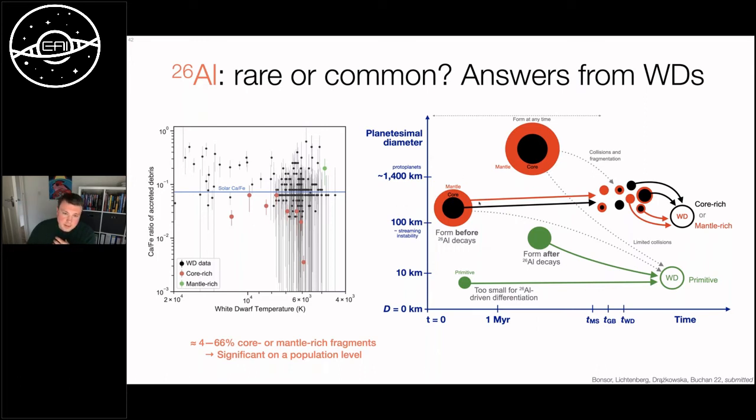And so this pathway for explaining core-mantle-rich material in these systems would be the right one, where these planetesimals in the polluted white dwarfs originally accreted very rapidly and then differentiated by aluminum-26 heating. And then today we measure the debris of this material in the atmospheres of these white dwarfs. This indicates that roughly 4 to 66%, which is a large uncertainty because the observations are not that good yet, but the community is obviously working on this, are core-mantle-rich fragments. This is approximately the right uncertainty level for the predictions for the aluminum-26 distribution across exoplanetary systems from star-forming observations and modeling. This means it is significant on the population level. It's neither completely rare nor completely common.